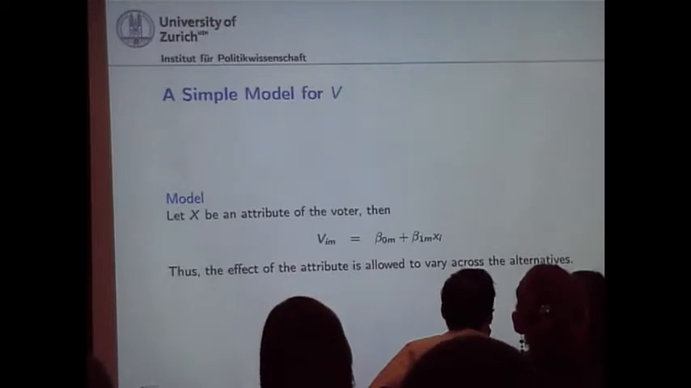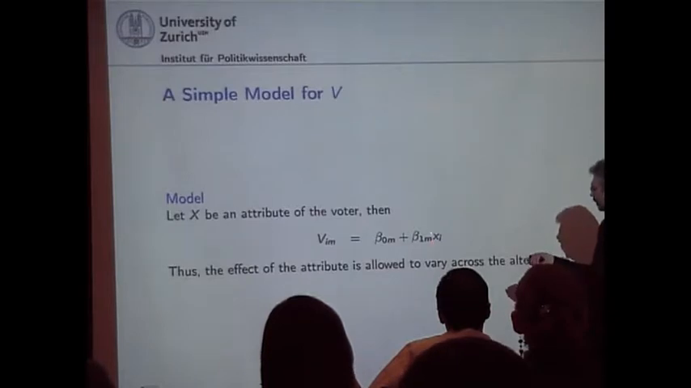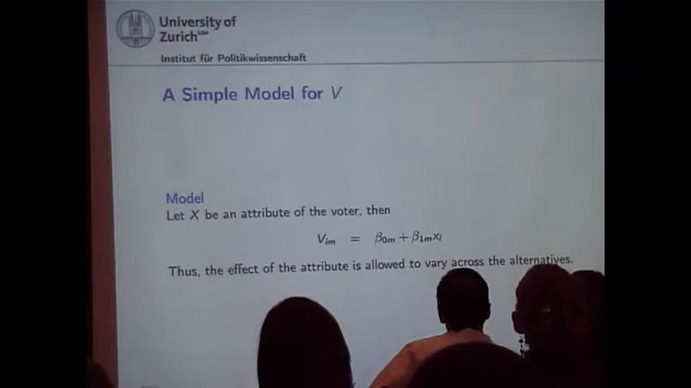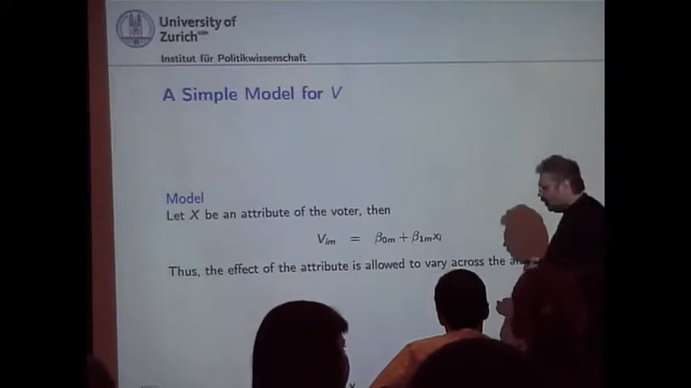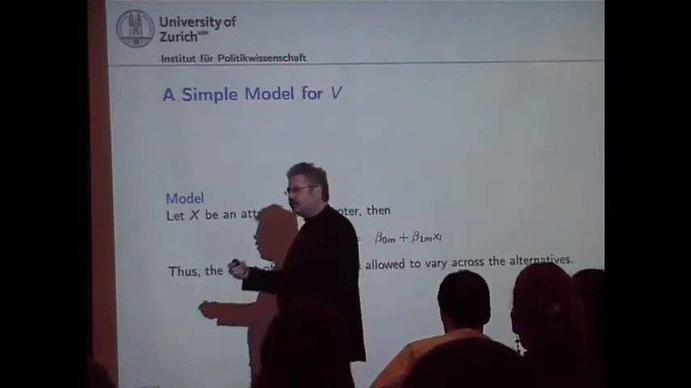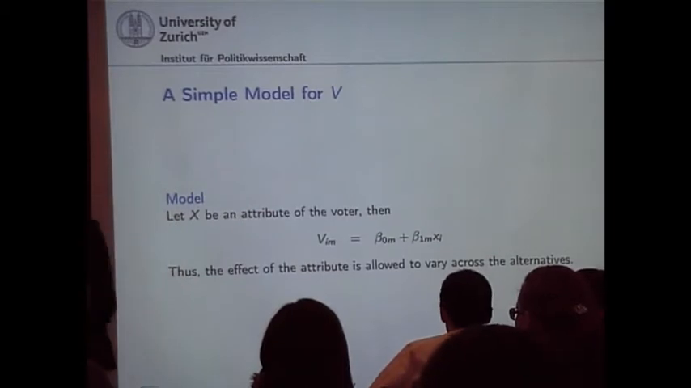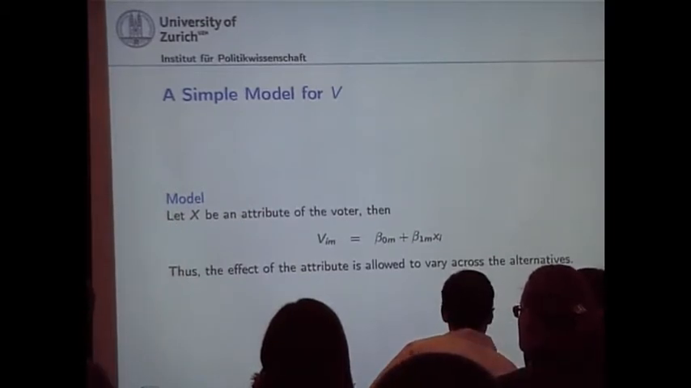So say this is your left-right self-placement, and this could be a constant. And you see that both the effect of left-right self-placement and the effect of the constant are allowed to vary across alternatives. Basically, what you're saying is, well, ideology may be less relevant for some parties than for other parties in terms of determining their utility.